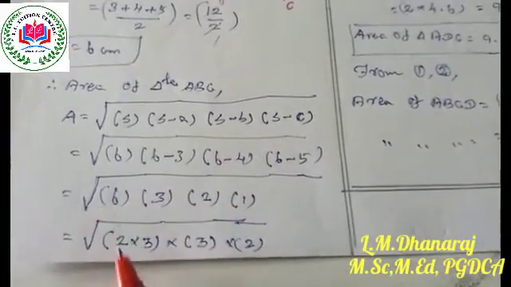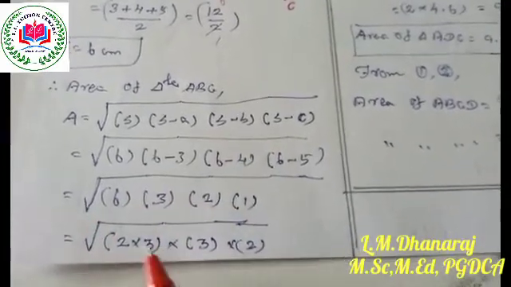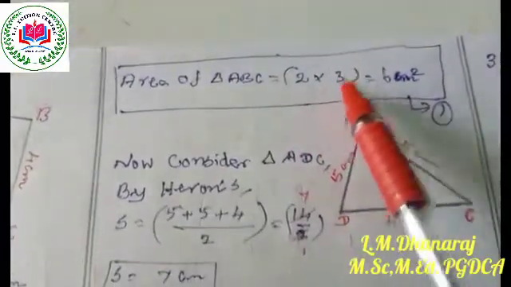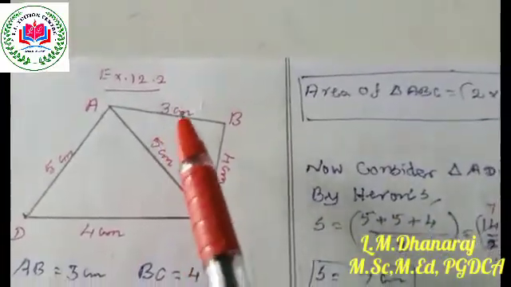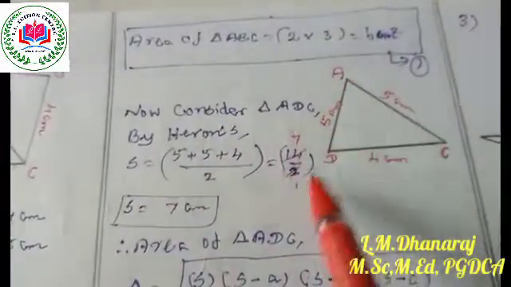This 6 can be split into 2 into 3. So there are two 2s and two 3s. We can take out from the square root 2 into 3, that is 6 centimeter square, the area of ABC. Now let us find the triangle ADC.